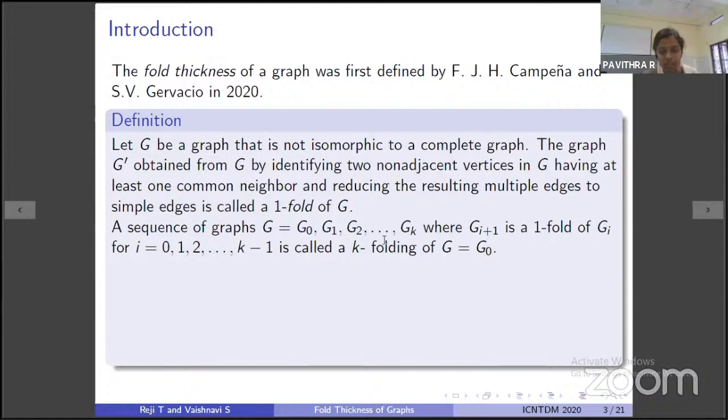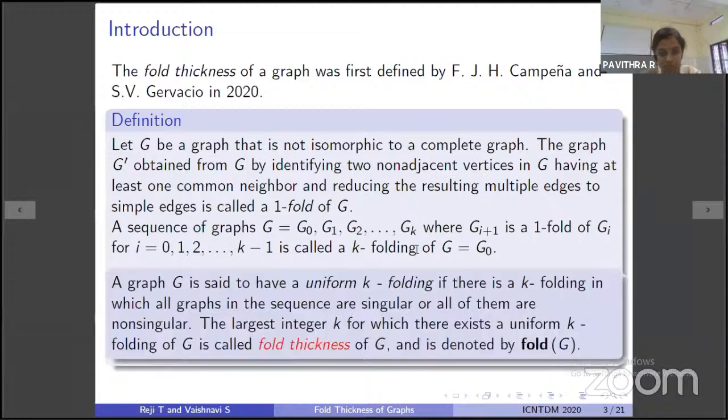Next I define what a k-folding is. A sequence of graphs G equal to G0, G1, G2, etc., Gk, where Gi+1 is a one-fold of Gi, for i equal to 0, 1, 2, etc., k minus 1, is called a k-folding of G0.